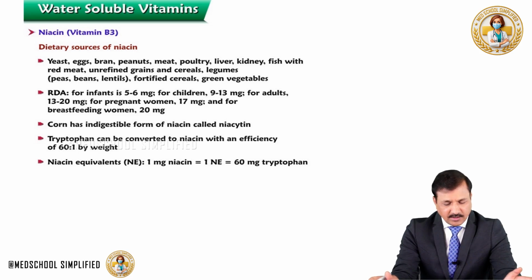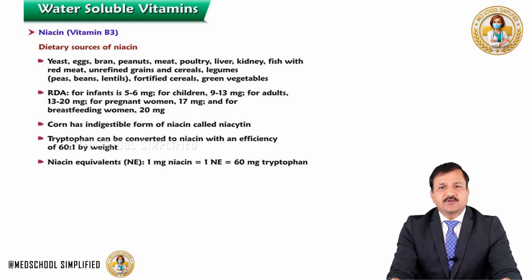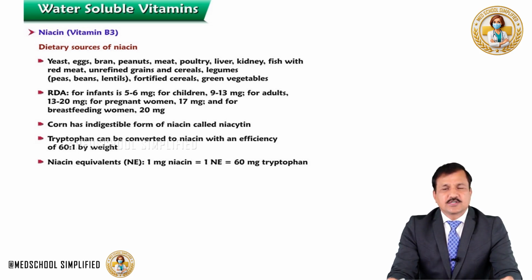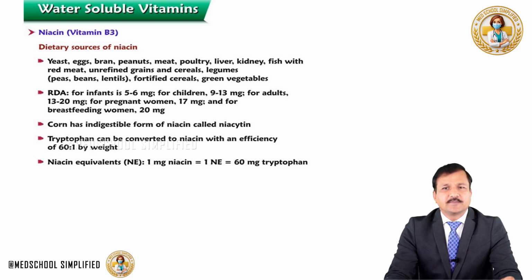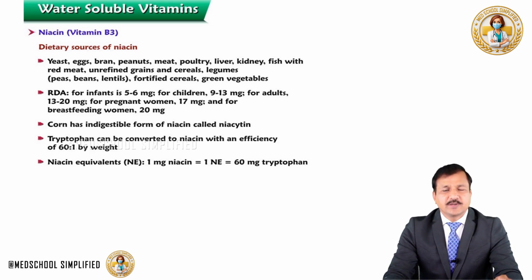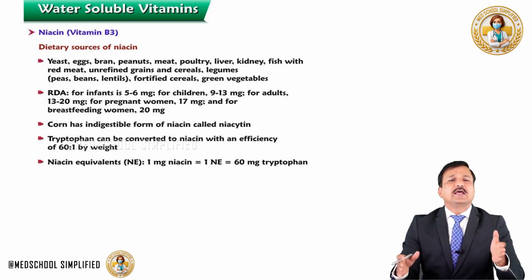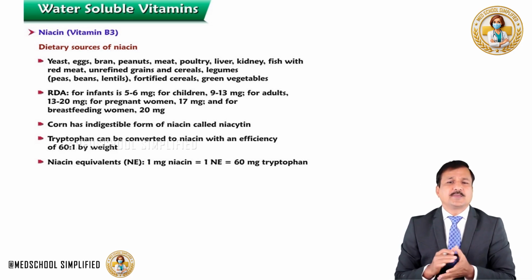So, the RDA for niacin: for infants it is 5 to 6 milligrams, for children it is 9 to 13 milligrams, and for adults it is 12 to 20 milligrams. For pregnant women it can be 17 milligrams, for breastfeeding women it is 20 milligrams. Basically, it is in milligrams, and it can vary from 5 to 20 milligrams.